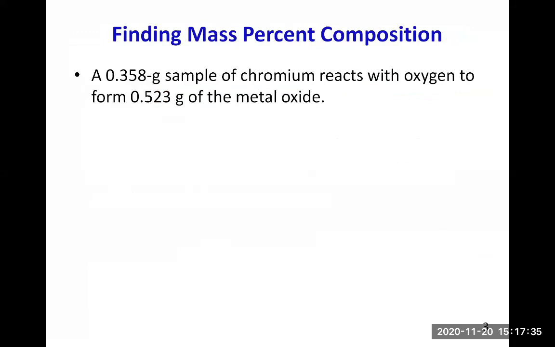A 0.358 gram sample of chromium reacts with oxygen to form 0.523 grams of the metal oxide. So what is the mass percent of oxygen in the metal oxide?